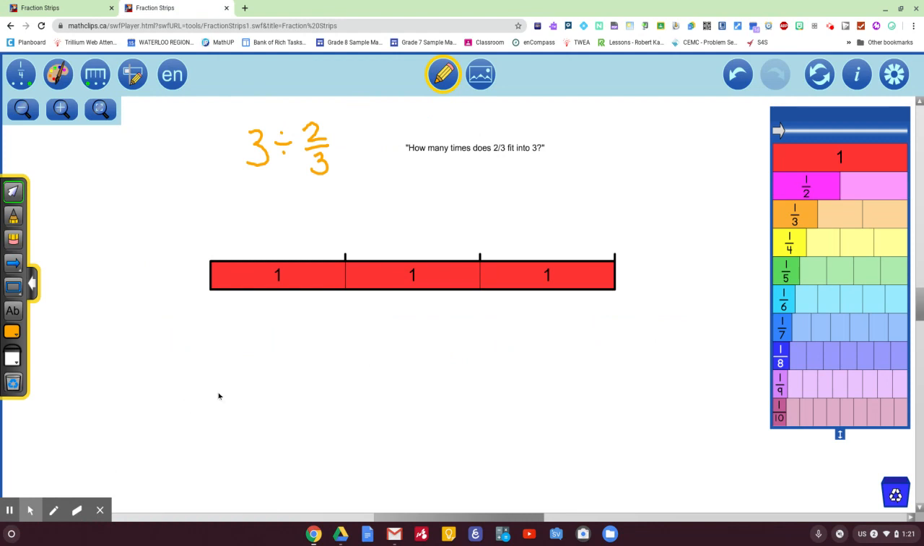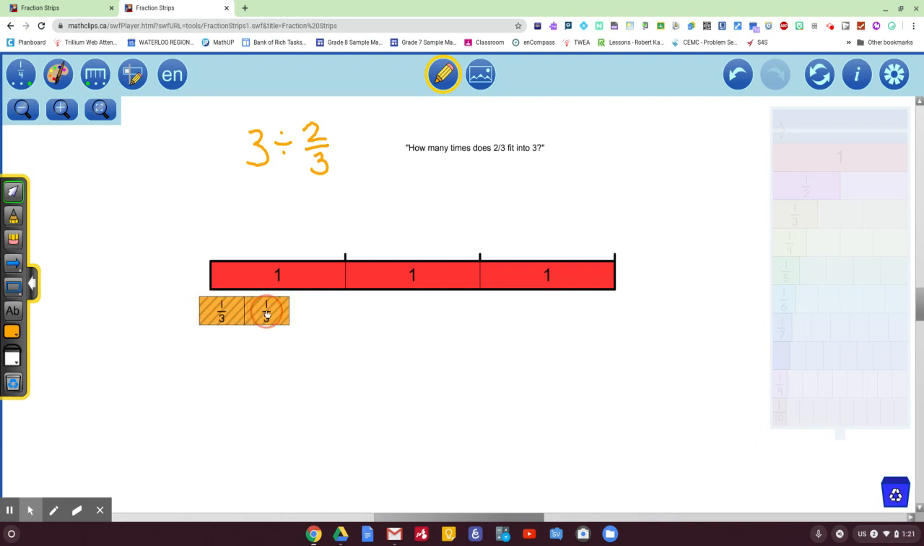Now let's take another look at a different question. Let's look at 3 divided by 2/3. How many times is 2/3 going to fit into 3? So I've got my 3 wholes laid out, and now I'm going to be pulling groups of 2/3.